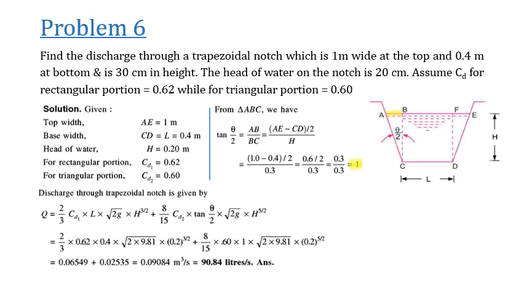Alright, so moving on, we can calculate the discharge through the trapezoidal notch by simply summing up the discharge formula for a rectangular and a triangular notch. So for rectangular, we know it is 2/3 Cd × L × √(2g) × H^(3/2), while for triangular it is 8/15 Cd × tan(θ/2) × √(2g) × H^(5/2).